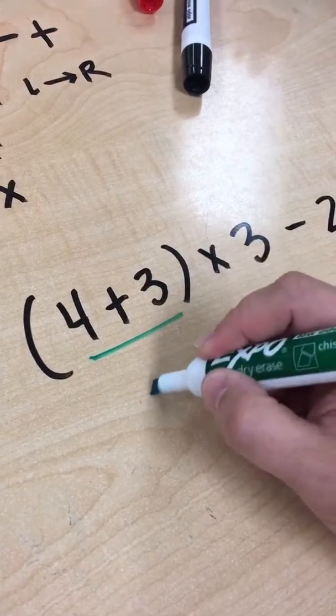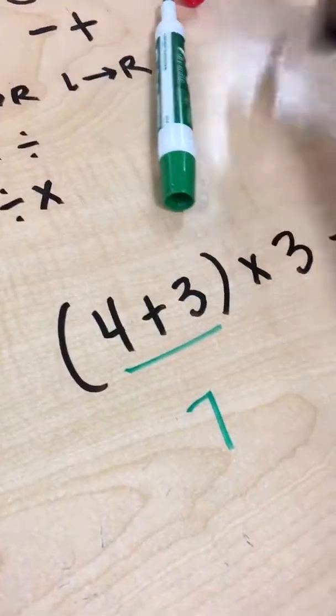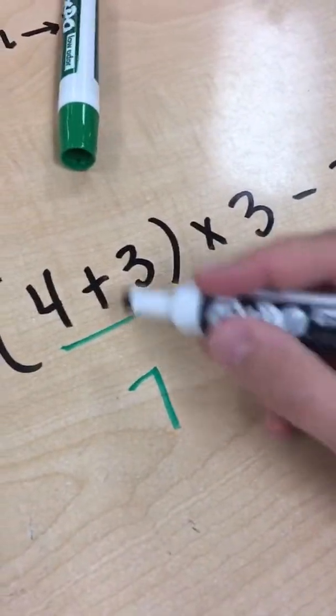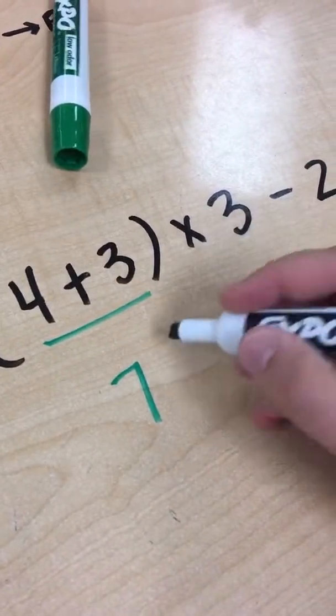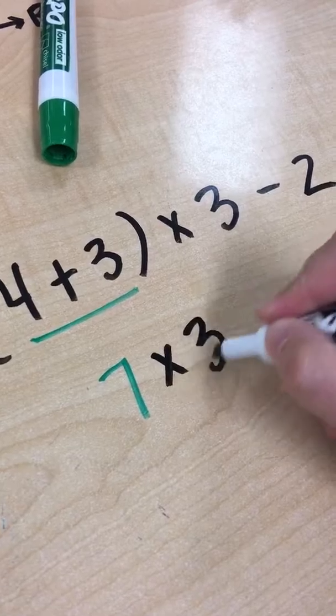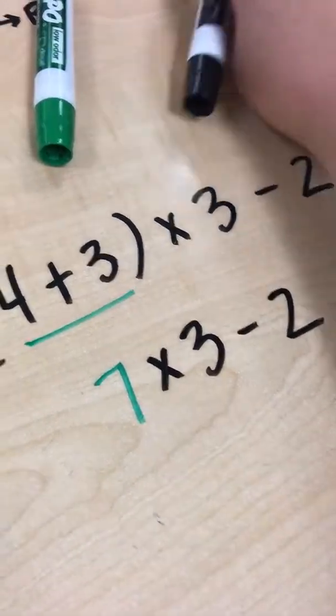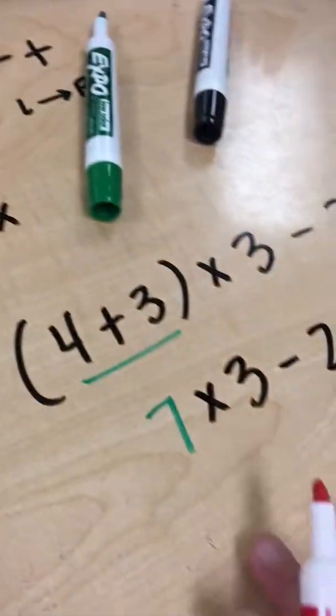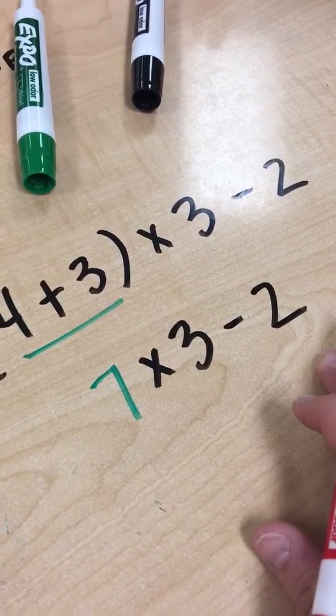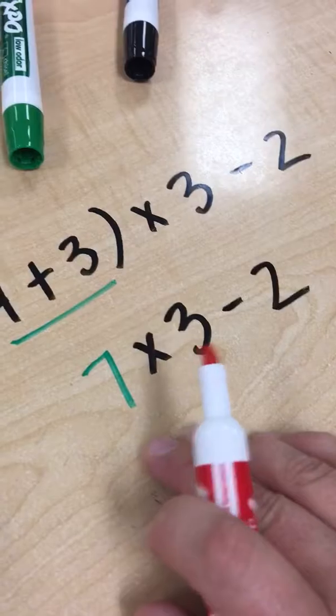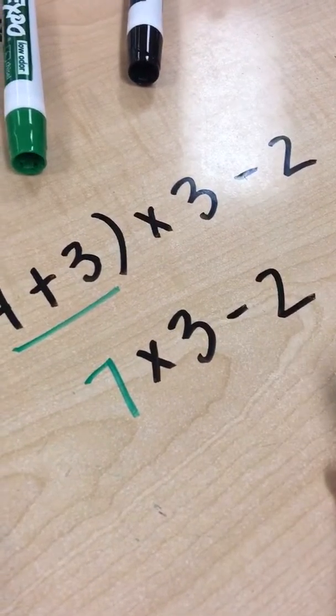4 plus 3 is 7. Now then we just copy down the rest of the problem. So 7, I'm just going to check my homework. 7 times 3 minus 2. Now I have no more grouping symbols in my problem. I also don't have any exponents in my problem, so I don't have to worry about that.